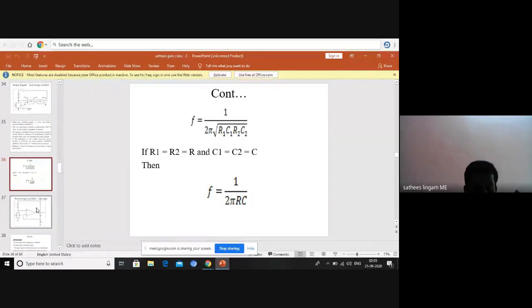Don't get confused when you are discussing the Wien bridge oscillator. Always keep in mind that the frequency of oscillation is 1 by 2 pi root of R1 C1 R2 C2. If R1 is equal to R2 and C1 is equal to C2, then the equation becomes f equal to 1 by 2 pi RC. You just keep it in your mind.